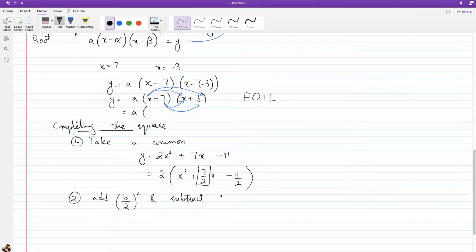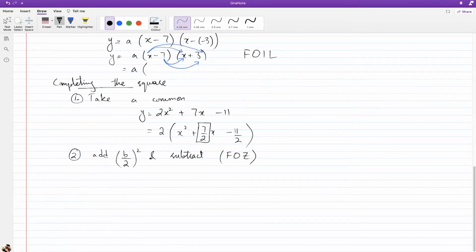ये हमारे पास b है. हम यहाँ पर ये कर क्या रहे हैं? We are basically adding a form of 0. How? Let's see. तो हमारे पास है 2x square plus 7 by 2x minus 11 by 2.